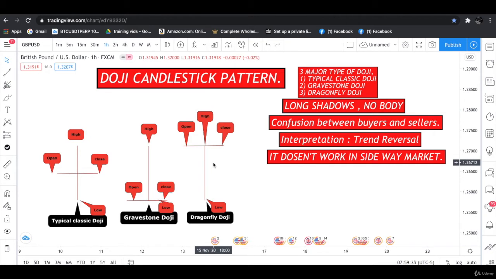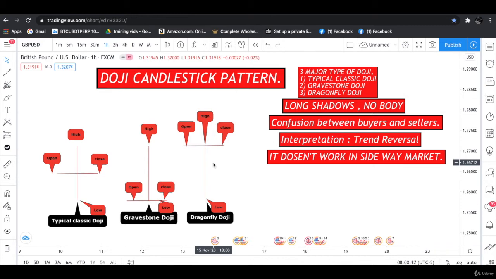So what is the interpretation of Doji? The interpretation is simple. Whenever a Doji is found on bigger time frames on a chart, it means that the trend is about to reverse. If the market is in a bearish sentiment, it will rally now towards the upside. If the market is in a bullish sentiment, it will rally towards the downside.